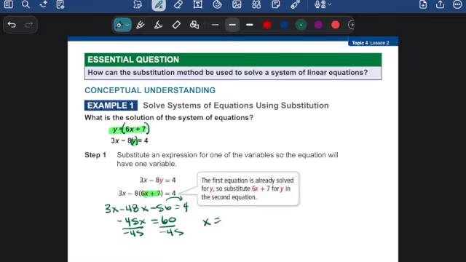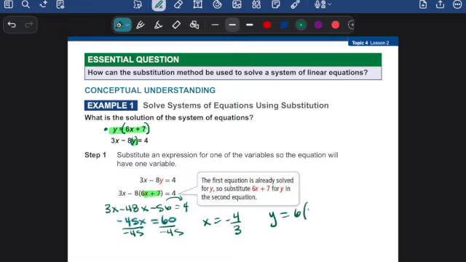X equals negative 4/3. So we've solved for one variable. How do we solve for the other variable? Well, we plug x into either equation. Let's plug it into the first one because that's easy to solve for y. So we're going to plug that value into the first equation.